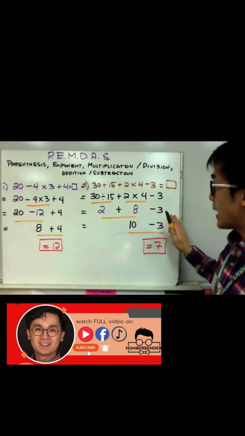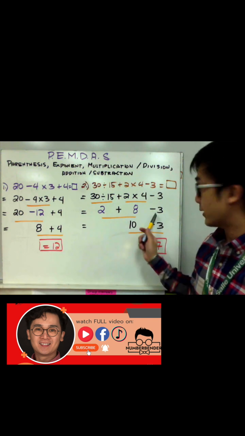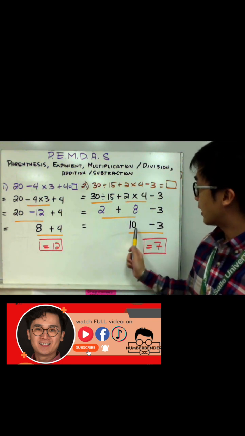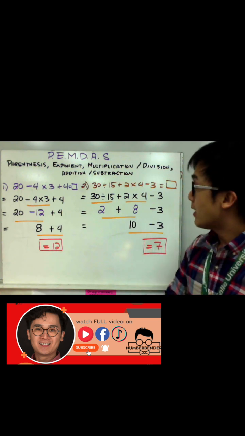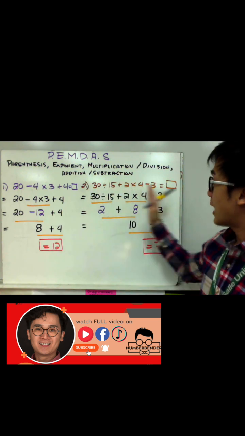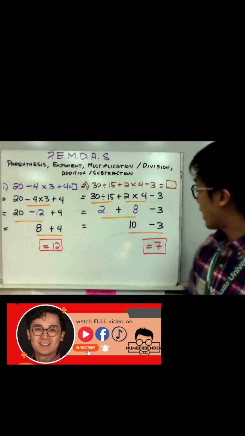Now on my second step, I can use the left to right method since it's just plus or minus. So 2 plus 8 will give me 10. 10 minus 3 will give me 7. And once again, don't use the left to right method for number 2 because it's not going to work and your answer will not be 7.